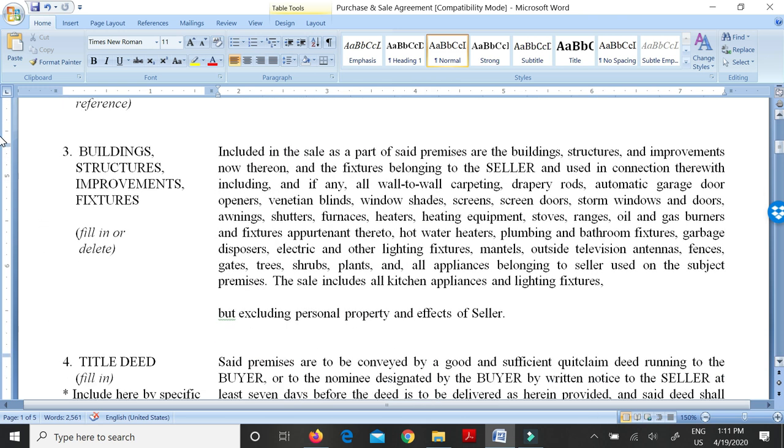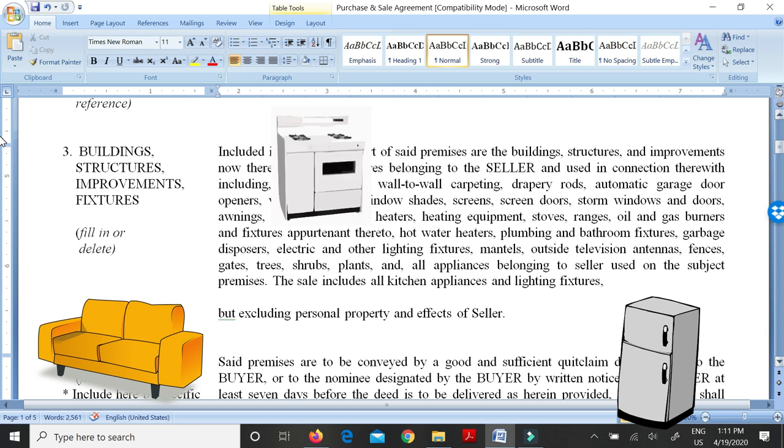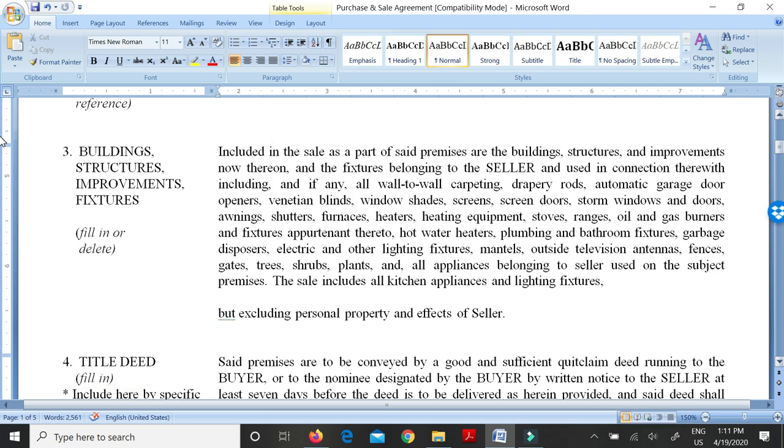Paragraph 3 shows you what you're getting with the property, and this is what we call real estate. So you get everything attached to the property. People make a mistake believing that all the furniture and appliances might be included. That isn't necessarily the case. So if you want to make sure that you're getting the refrigerator, the stove, anything else in particular that you think is important or part of the sale, make sure it's included in the offer or that it's included on the P&S when you sign it.